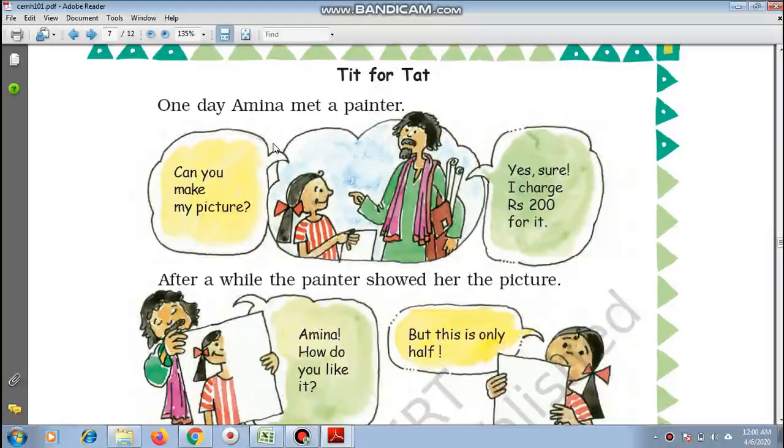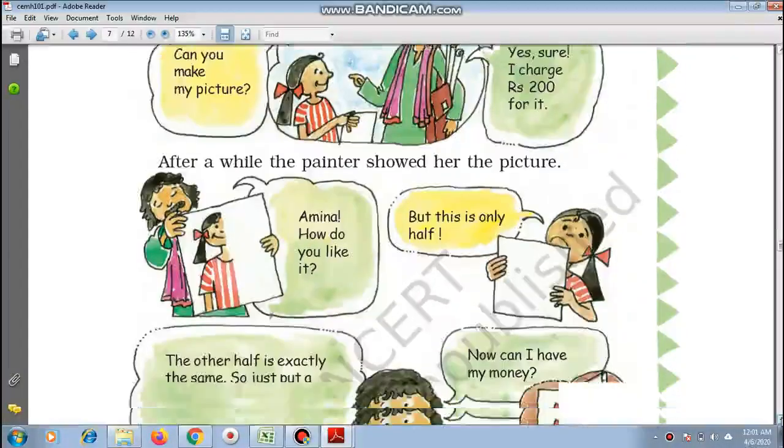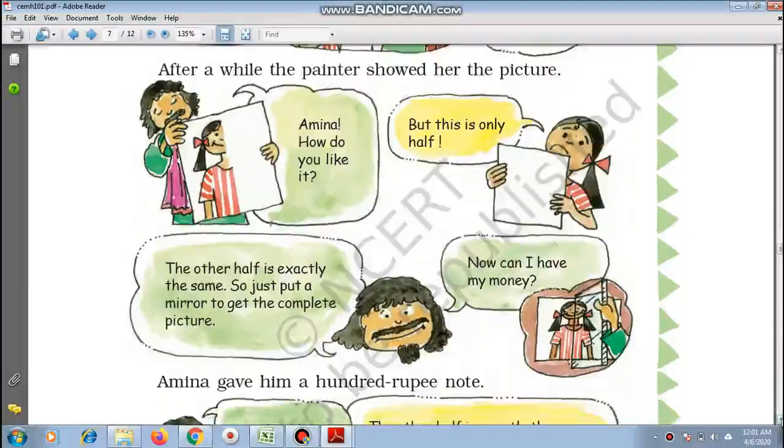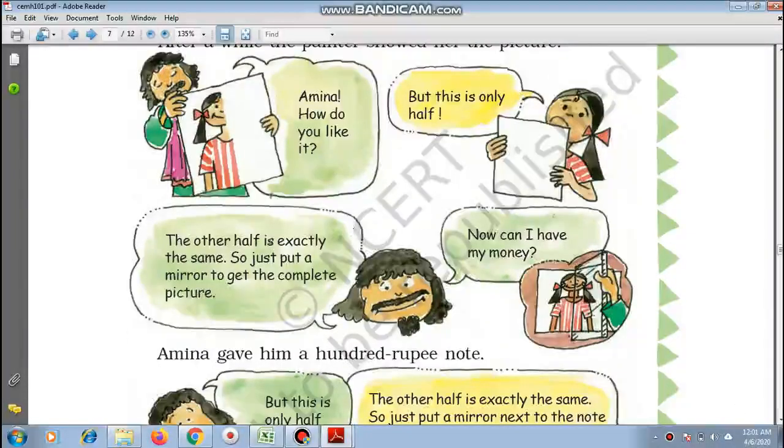Tit for tat. One day, Amina met a painter. Can you make my picture? Yes, sure. I charge ₹200 for it. After a while, the painter showed her the picture. Amina, how do you like it? But this is only half. The other half is exactly the same. So, just put the mirror to get the complete picture. Now, can I have my money?